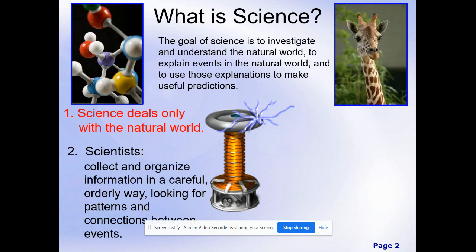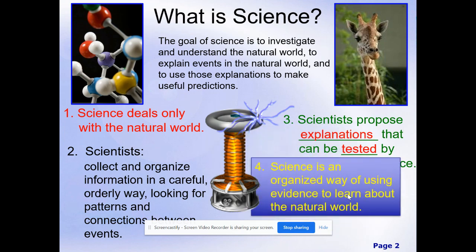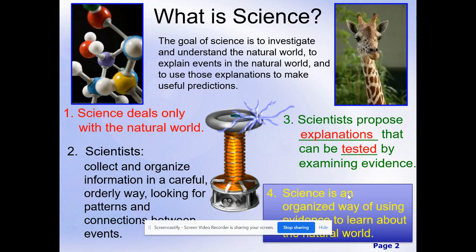Collect and organize information in an orderly way, looking for patterns and connections between events. Scientists propose explanations that can be tested by examining evidence. And science is an organized way of using evidence to learn about the natural world. So if you see under B, you should have recorded this information next to scientists, these two in red under number 3, and number 4 is already written for you.